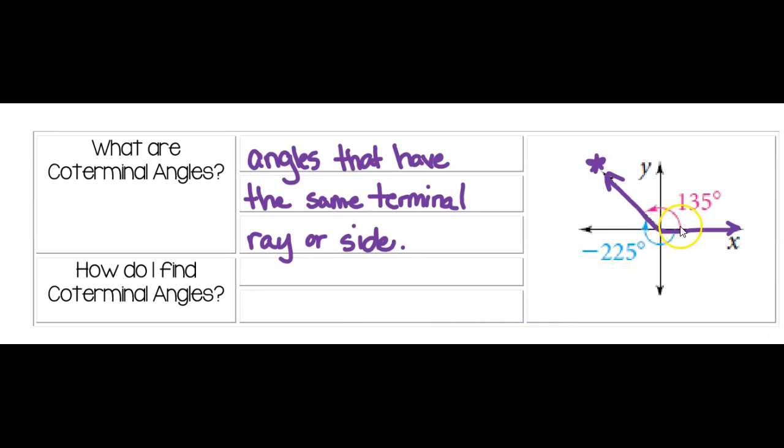So how do you find coterminal angles? How do we know that going 135 degrees this way is the same as going negative 225 degrees clockwise? Well, if you add these two up, they do add up to 360 degrees, which is once around the circle. So to find coterminal angles, you're going to add or subtract multiples of 360 degrees.